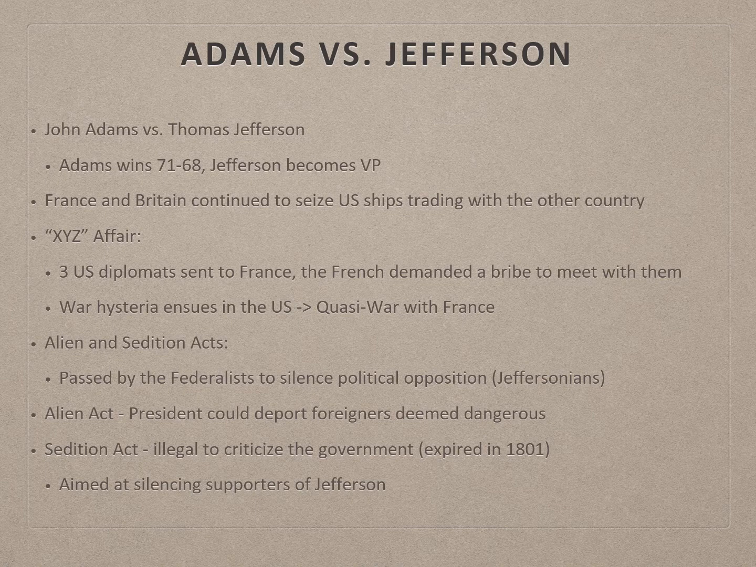For example, Adams passes the Alien and Sedition Acts. The Alien Acts said that if you were not born here and you were a potential threat, then you could be kicked out of the United States. The Sedition Act said that if you talk bad about the president, you could be arrested. And Adams passed that one specifically to shut up Jefferson and Jefferson's opponents.